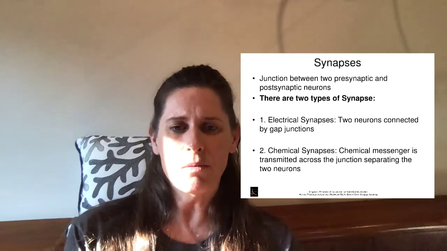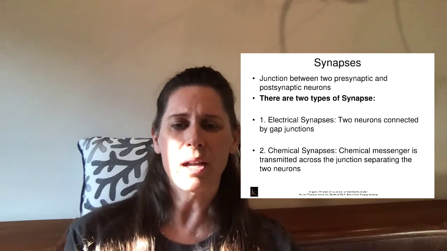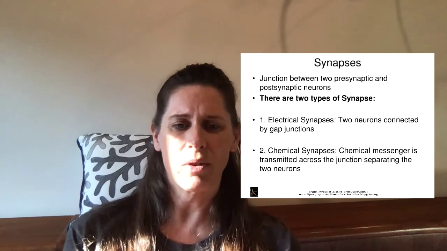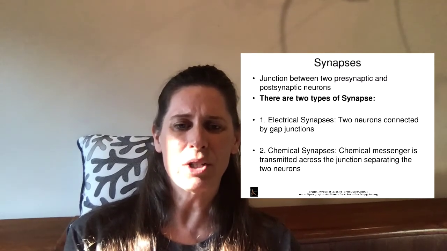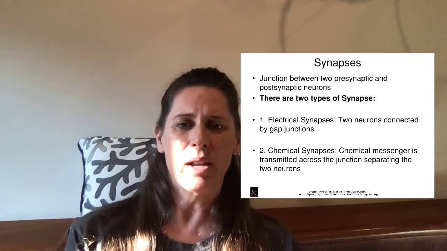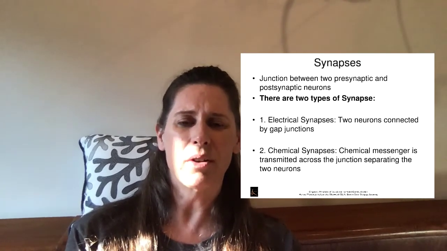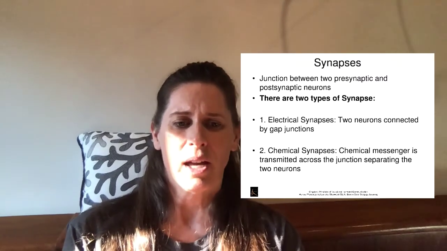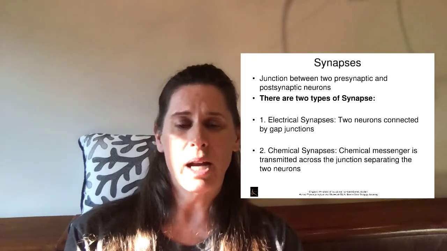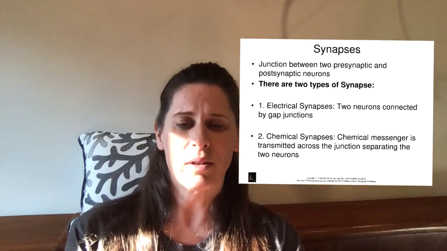But because they're rare, we're going to focus on the second one there, the chemical synapse. A chemical synapse uses some kind of chemical messenger that gets transmitted from one cell to another. And it has to actually pass a little space between the cells. And so that is what we're talking about happens at the synapse.